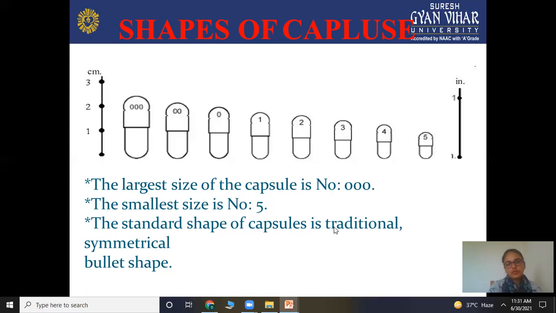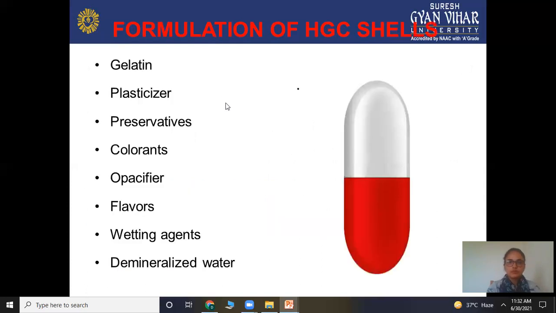And the standard shape of the capsule is traditional, symmetrical, bullet shape. You can distinguish the capsules in shape and size, but the capsule shape is in traditional form and all are in a similar form. The size and shape vary, but all are in a bullet form or symmetrical form. So this is regarding the shape of the capsule.